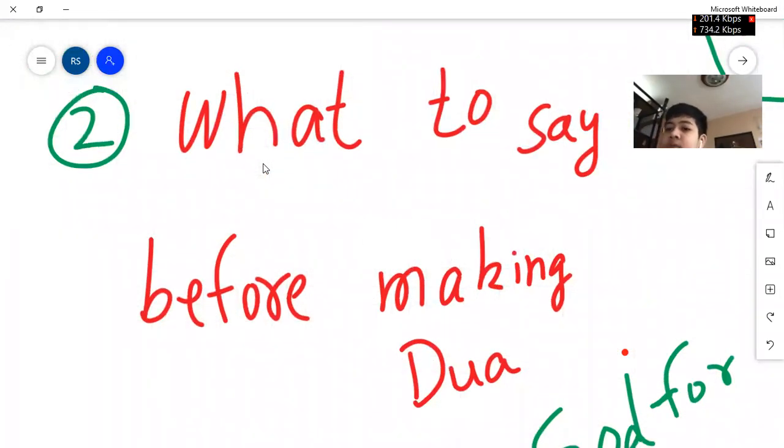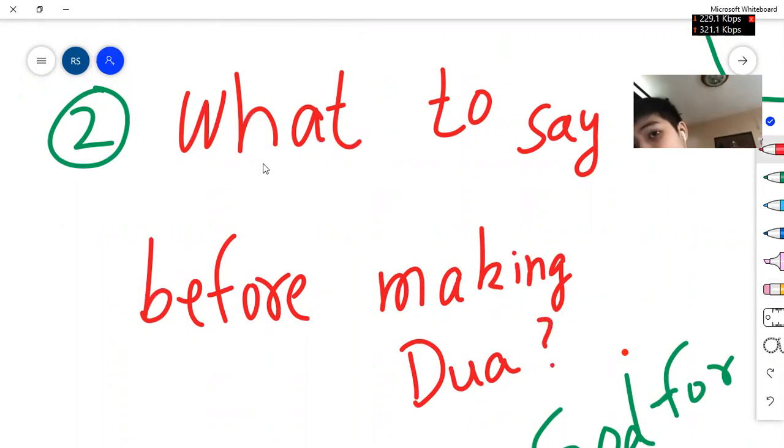Also note it. What to say before making dua? Do you know what is dua? The thing that we say before we sleep and stuff. And the dua when we are in a car and driving. Dua means whenever we ask something from Allah, that is called dua. What is the meaning of dua? Whenever we ask something from Allah. Okay. So that is called dua.